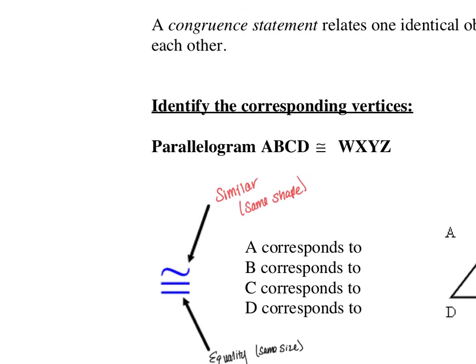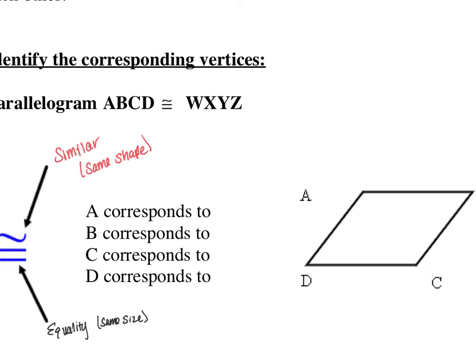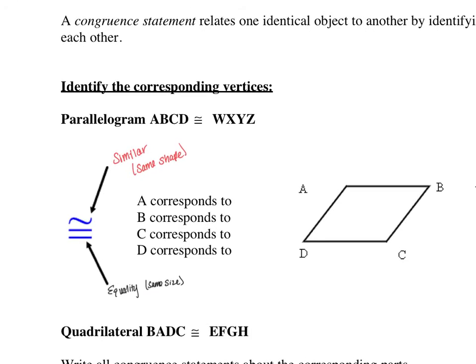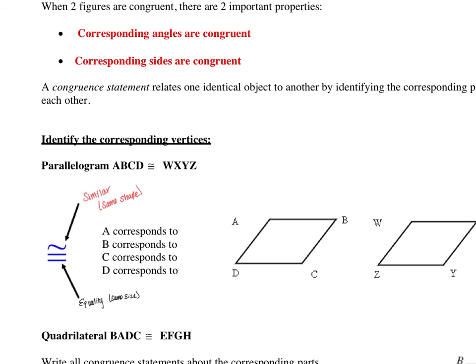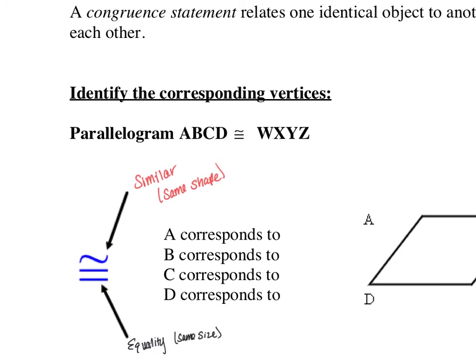So in this example, I have parallelogram ABCD is congruent to parallelogram WXYZ. What's nice about this is A corresponds to W because that's the first letter. B corresponds to X because that's the second letter. You can probably take a guess as to what C corresponds to. C corresponds to Y. And then last but not least, D corresponds to Z.